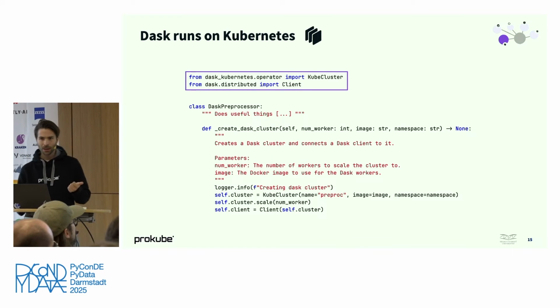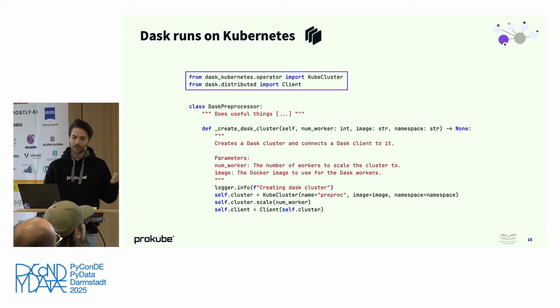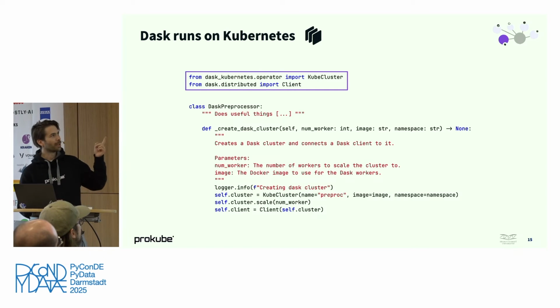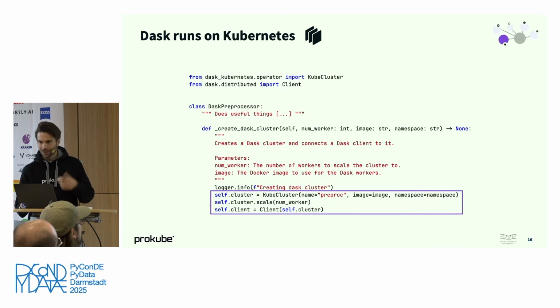The first is KubeCluster, which is imported from Dask Kubernetes, so it's Kubernetes specific. And the other is the Dask client, which is not. It's imported from Dask distributed. And somewhere inside our class, we have a method called create_dask_cluster, and it does exactly what it promises.